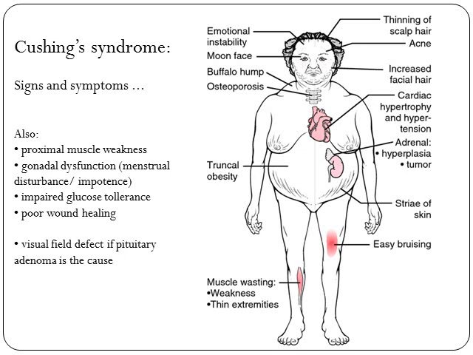You get what we call the moon face and a buffalo hump, which is kind of a fat pad across the back. You get thinning of the hair, and you can get acne and things as well. You can also get gonadal dysfunction, menstrual disturbance and impotence, and then, as we spoke about at the beginning, impaired glucose tolerance. And if the pituitary adenoma is affecting the optic chiasm, you can get a visual field defect as well.